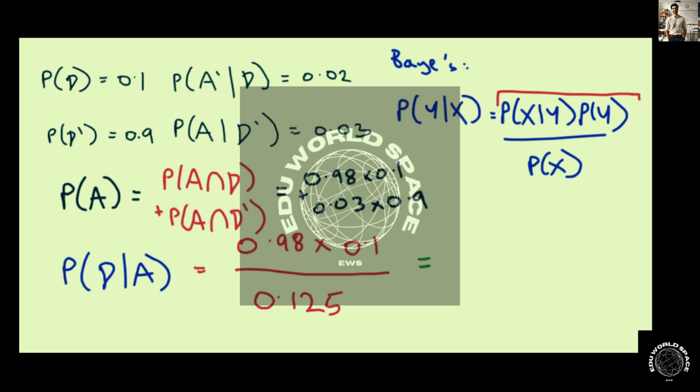I'm just dividing this now. We get 0.784. Probability of having the disease given they were diagnosed as having it.